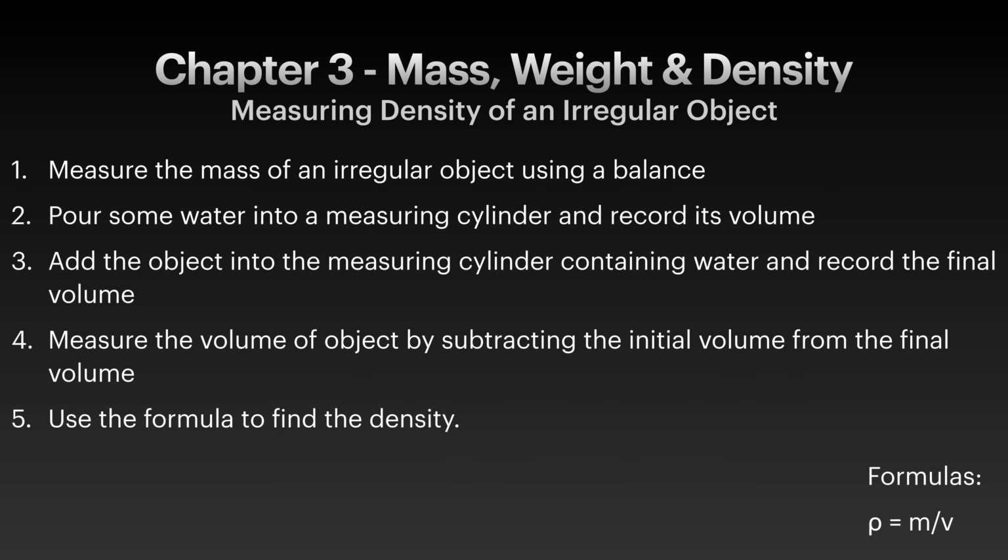In this chapter, the most important concept to remember is the method to measure the density of an irregular object. Let me explain this in more detail. First, find its mass using a balance. Then, use a measuring cylinder to find its volume by water displacement. Just subtract the initial water level from the final one after placing the object inside. Then plug the values into the density formula to calculate the density of that irregular object.